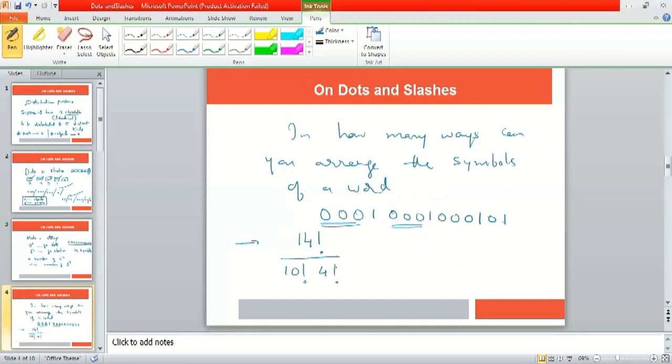So whenever there are identical letters in your word, you treat them this way, right? This is a very standard way of understanding the number of ways in which you can permute these symbols.